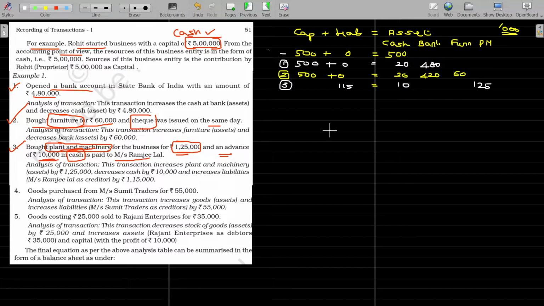Remaining 115 is pending. Pending means immediately I have to remember that person's name. That person is a liability here, named as creditor.